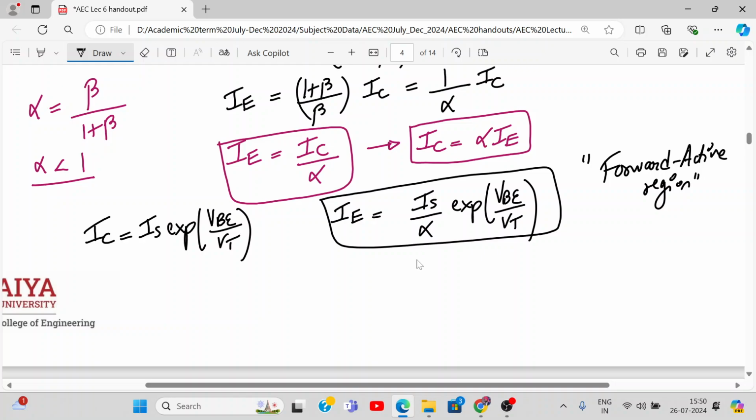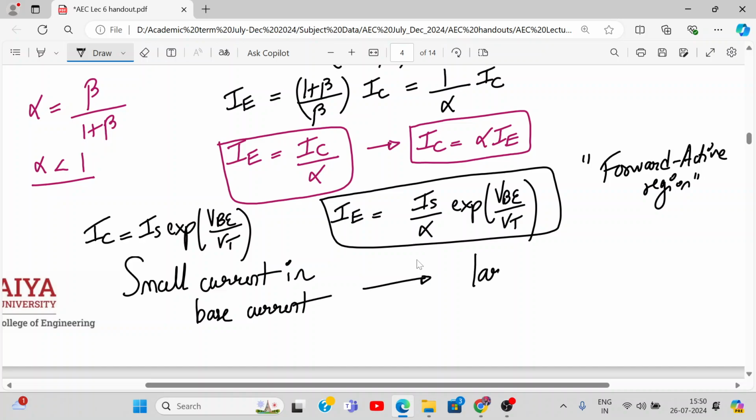So basically base current is normally the input side. Base current is very, very small. So if you make a small change in the base current, it will lead to a large change in the collector current. Okay. So you write down: small changes in base current will lead to large changes in collector current.